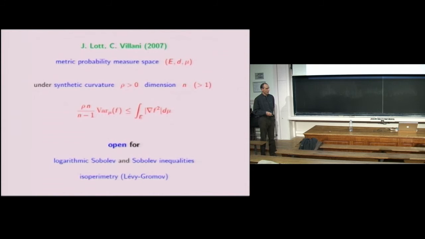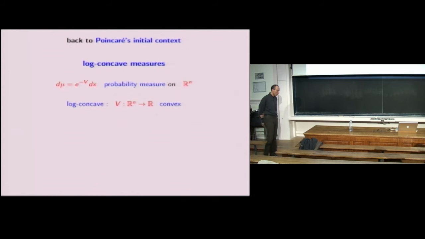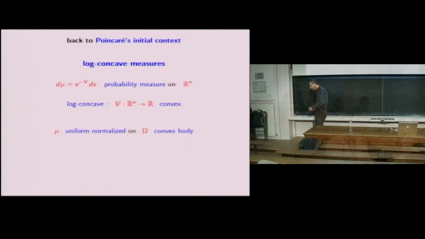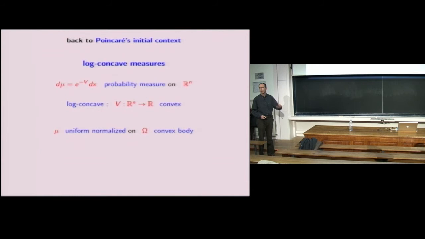So, in the very last part of this talk, I would like to go back to Poincaré's initial context and consider the so-called family of log-concave measures. So what are log-concave measures? Log-concave measures, or probability measures on Rn, on the Borel sets of Rn, are measures with a log-concave density with respect to Lebesgue measure, namely it's given by exponential minus V, where V is a convex potential. And if you agree that, given a convex domain, a convex body in Rn, you take your potential to be infinite outside, this is a very easy extension of the original framework by Poincaré of normalized uniform measure on your convex body.